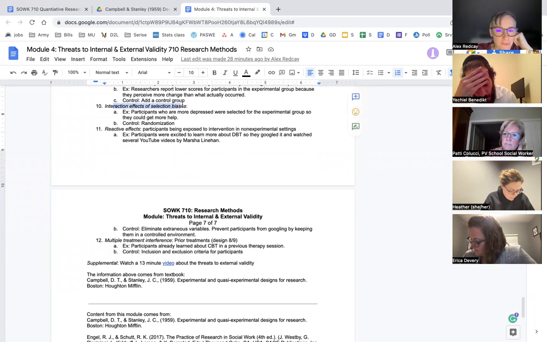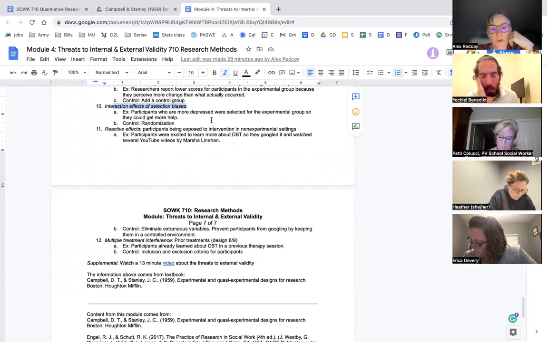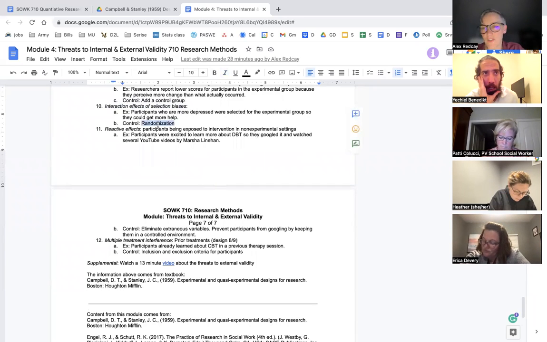Then there's interaction effects of selection bias. This is similar to what we talked about before, but people who are more depressed were selected for the experimental group because they needed help. The way that you control that is you randomize the participants. People in the control group and the experimental group should be equal.